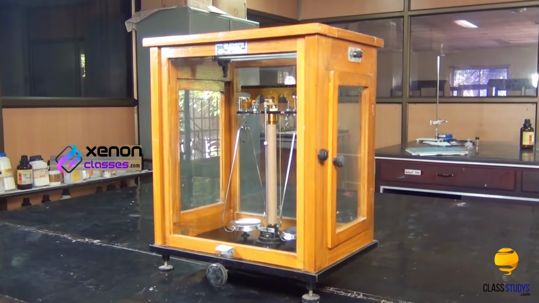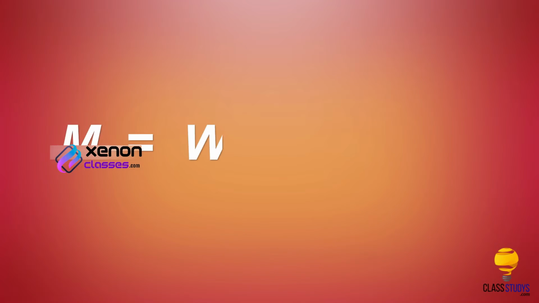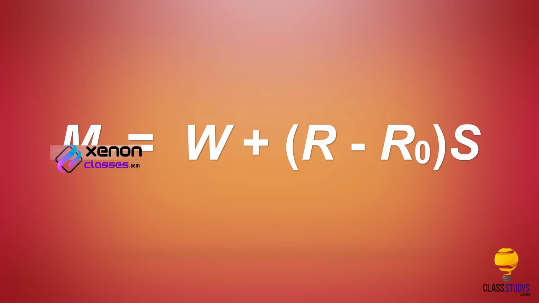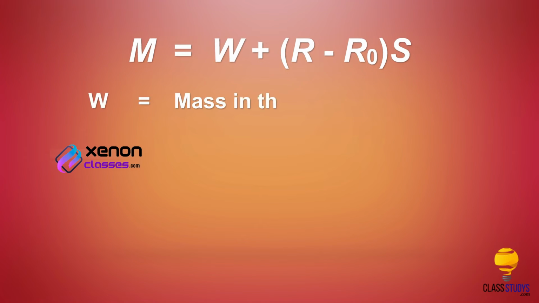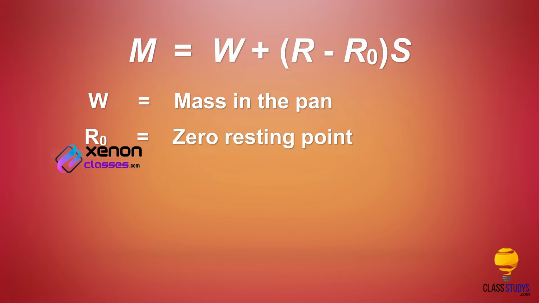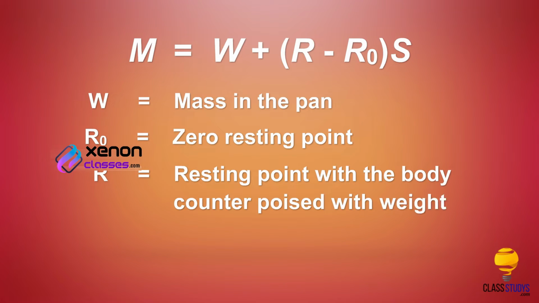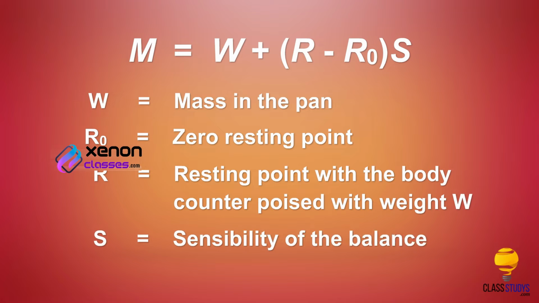Principle. Correct mass of the body using the beam balance, m is equal to W plus (R minus R0) into S, where W is the mass in the pan, R0 is the zero resting point, R is the resting point with the body counterpoised with weight W, S is the sensibility of the balance.